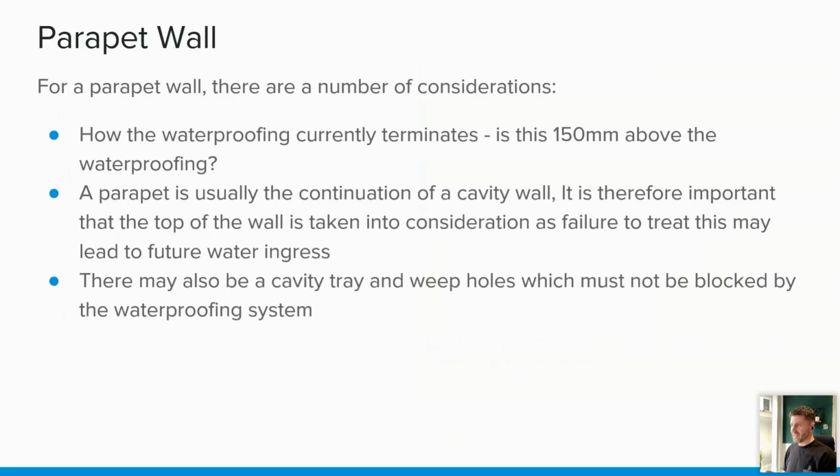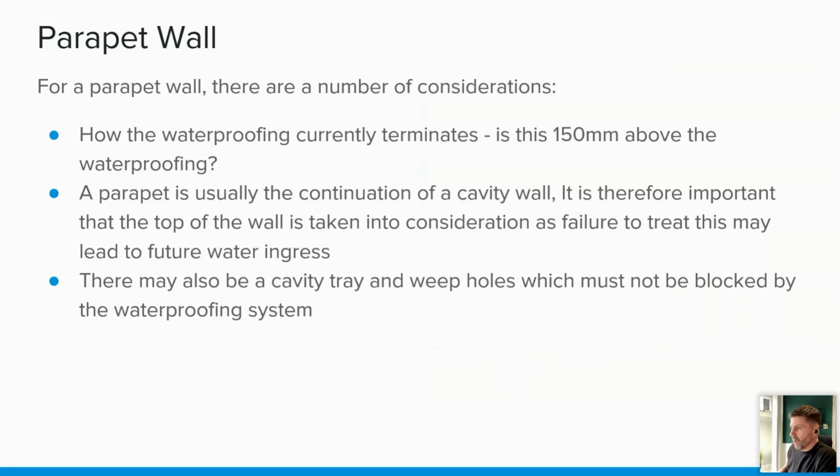The key thing is how the waterproofing currently terminates. So is it the 150 millimeter upstand height? Again, that is applicable when it comes to a parapet wall. It's usually a continuation of a cavity wall, so it's important that we address what the top of the wall is and take it into consideration when we're looking at remediation and things like that.